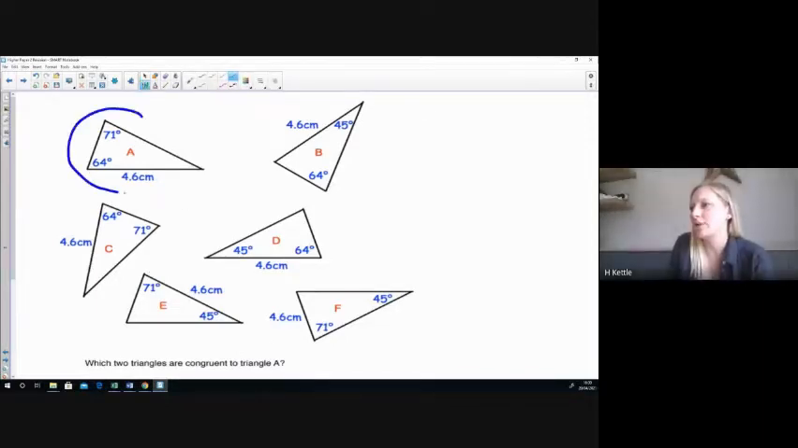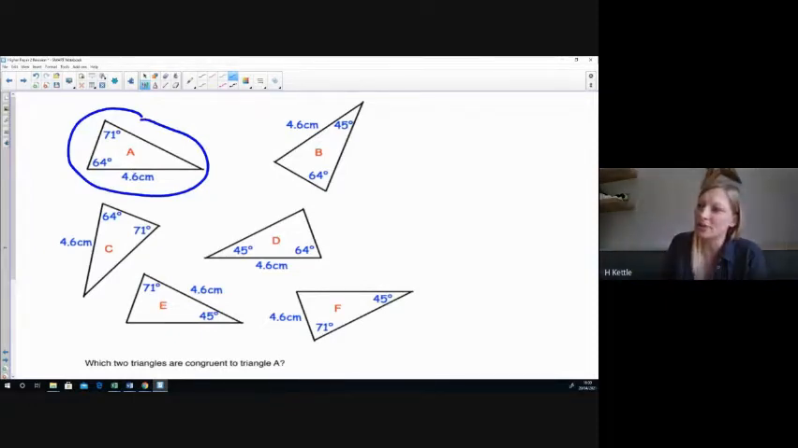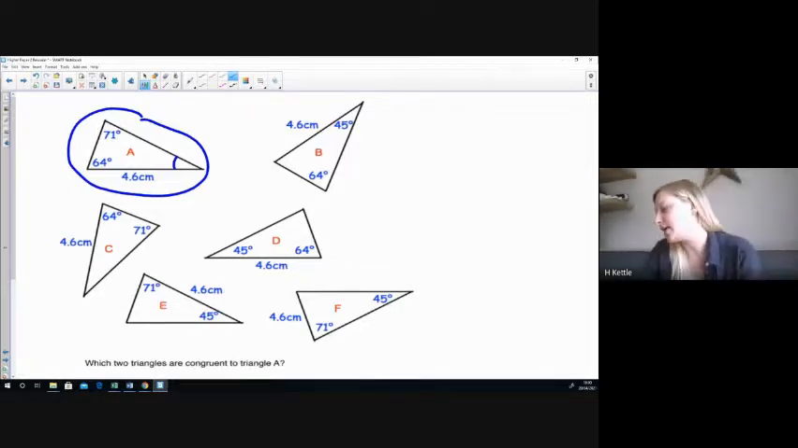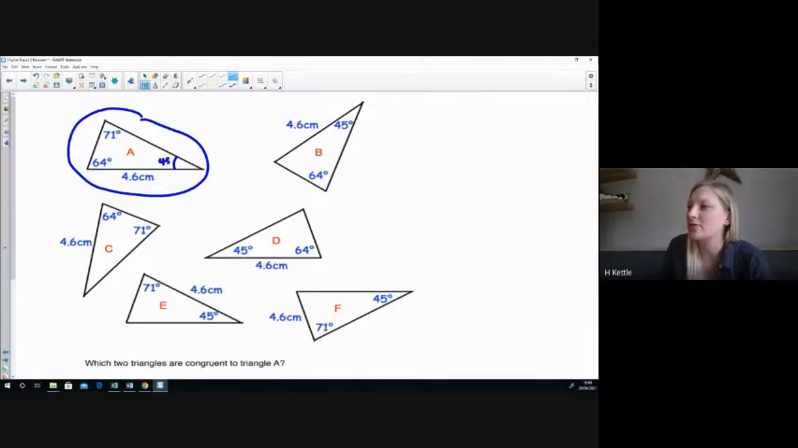So A is my triangle up here, and I can see that in triangle A, I've got 4.6 centimetres on this side here, and opposite, we've got 71 degrees. And then we've also got 64 degrees. Let's draw in what we also know. We know these add up to make 180 degrees, because there's 180 degrees in a triangle. We've got 71 add 64, which is 135. And if we take that away from 180, it would be 45. So this angle here would be 45 degrees.